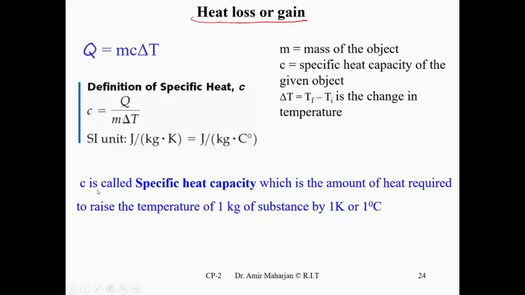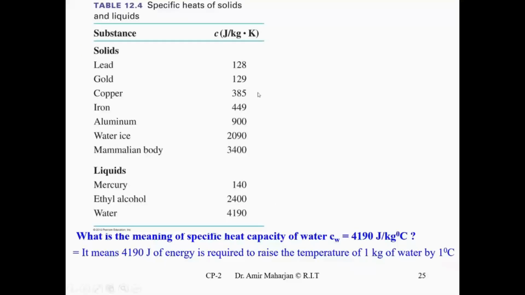So how do you define the specific heat capacity? Here's the definition: the specific heat capacity of a substance is the amount of heat required to raise the temperature of 1 kilogram of the substance by 1 degree Kelvin or 1 degree Celsius. That's how we define it. And here is the specific heat capacity for different substances. Different substances have different specific heat capacities, as you can clearly see here.